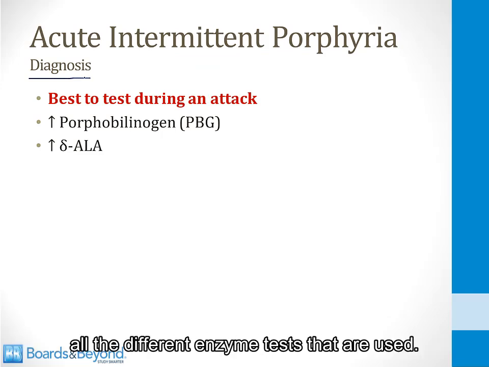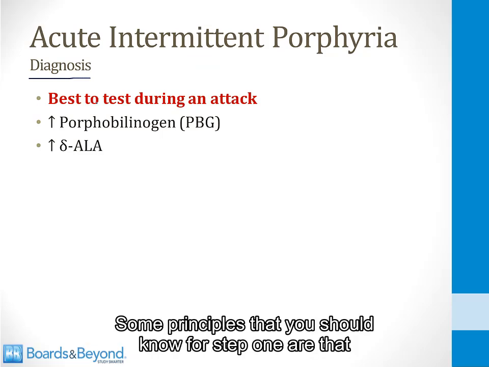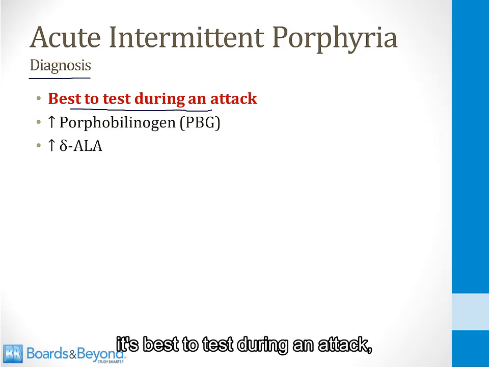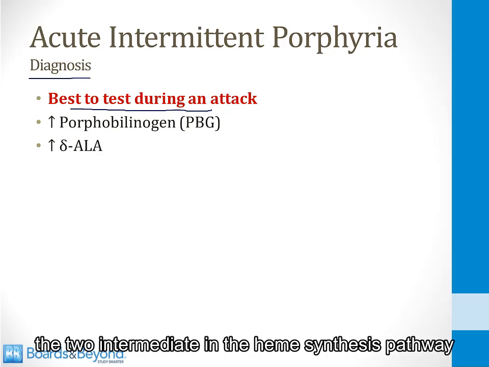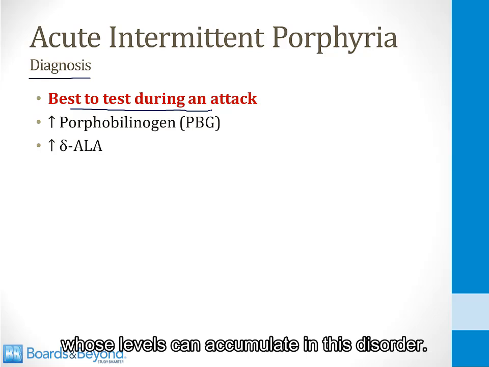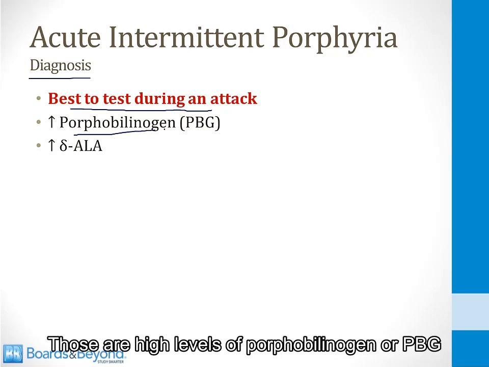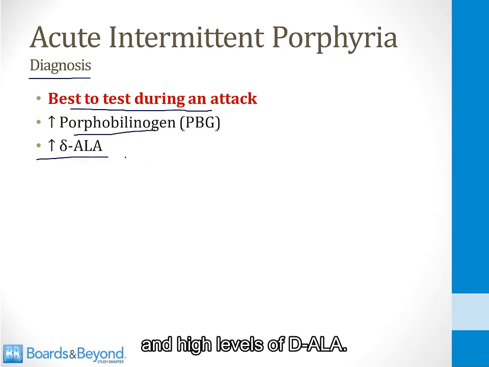The diagnosis of acute intermittent porphyria is complex. You can read about all the different enzyme tests that are used. Some principles that you should know for step 1 are that it's best to test during an attack. That's when the porphyrin levels will be high. In addition, you should definitely know the 2 intermediates in the heme synthesis pathway whose levels can accumulate in this disorder. Those are high levels of porphyrobilinogen or PBG and high levels of D-allo.